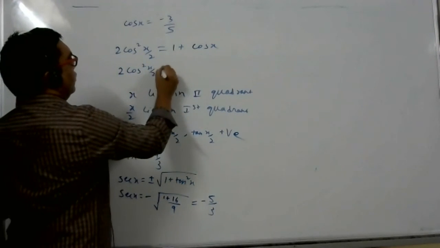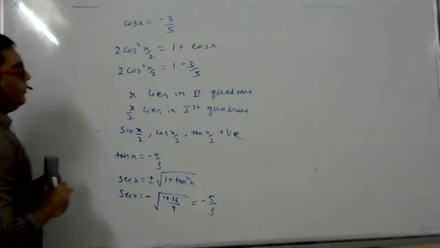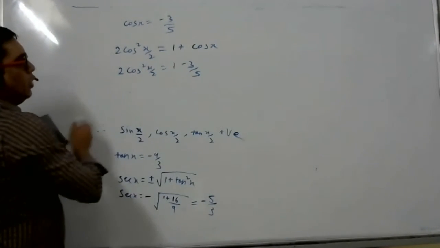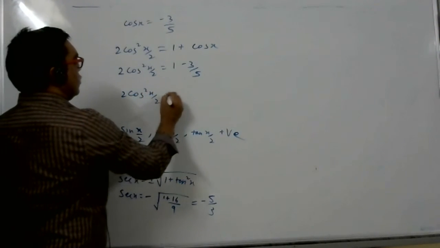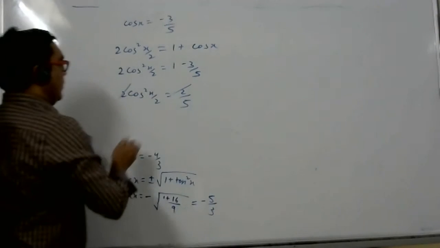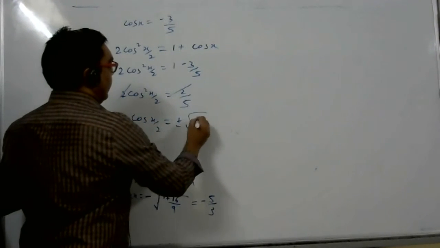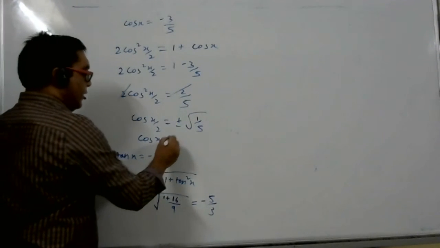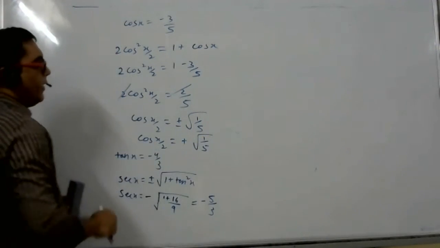Correct, sir. Wrong means you tell me, I will write the formula again. So now substitute the value. 1 plus cos x, how much? Minus 3 by 5. So how much did you get? 2 by 5. So 2 cos square x by 2 is 2 by 5. 2 cancels. So cos x by 2 is how much? Plus minus root 1 by 5. But we have to take plus. Sometimes we have to take minus also, but in this sum, we have to take plus. Are you understanding? Yes, sir. So cos x by 2 is over.